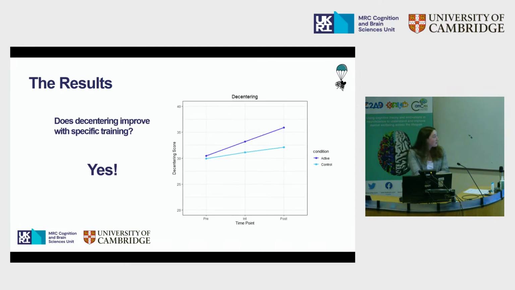So here's another graph. You've got decentering score on the left, going up, and then you've got the time point. We collected measures from our participants at the beginning of the trial, then in the middle, then at the end. You can see the dark blue line, which is the decentering group, and then the control group, which is the light blue line. You can see that decentering did increase a little bit, negligibly, in the control group, but it increases a lot more in the active group, which we were obviously extremely pleased to see.